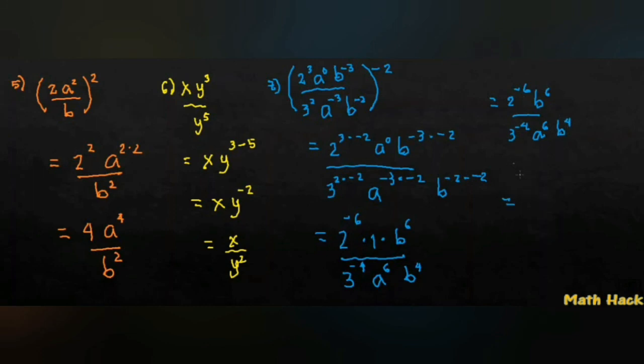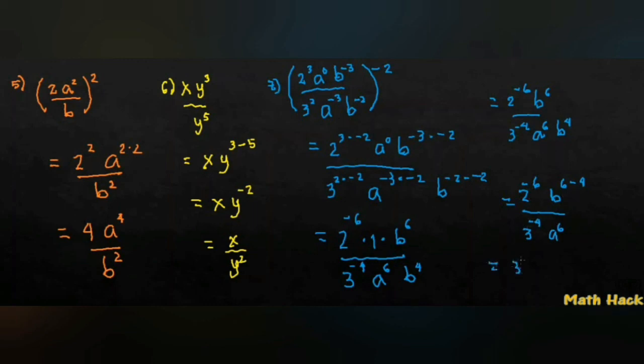Pwede pa natin itong isimplify. So kokopyahin ko lang ulit, 2 raised to the power of negative 6 times b raised to the power of 6 minus 4, which is the exponent nung nasa baba. Then 3 raised to negative 4. Kokopyahin ko lang yung a raised to the power of 6. Since negative ang exponents ng 2 at saka ng 3, i-reciprocate ko na lamang ito, ililipat ko ng pwesto.